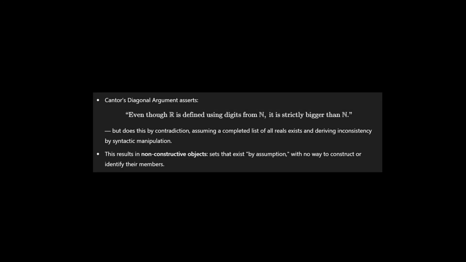Cantor's diagonal argument asserts that the set of reals, even though defined using digits, is strictly bigger than the naturals. But it does this by contradiction, assuming a completed list of all reals exists and deriving inconsistency by syntactic manipulation. This results in non-constructive objects, sets that exist by assumption with no way to construct or identify their members.